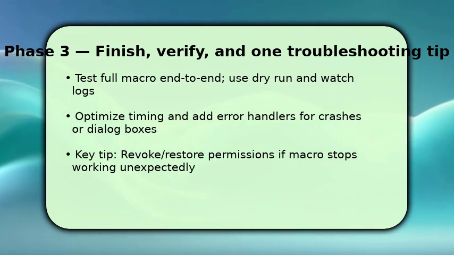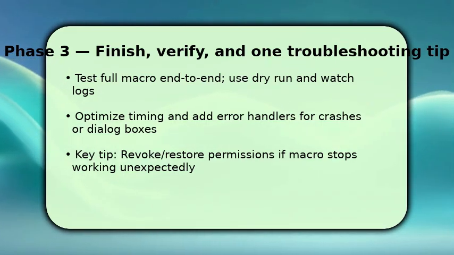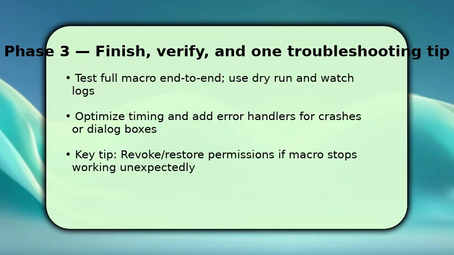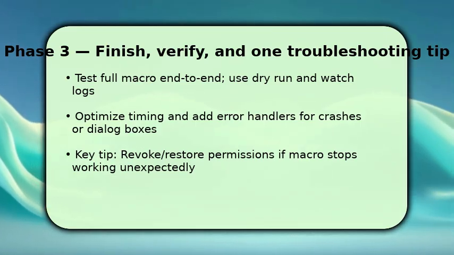If the macro suddenly stops, reboot the device and confirm permissions. Often accessibility or battery optimization blocks background execution. Finally, export the macro for backup, so you can restore it if you change.